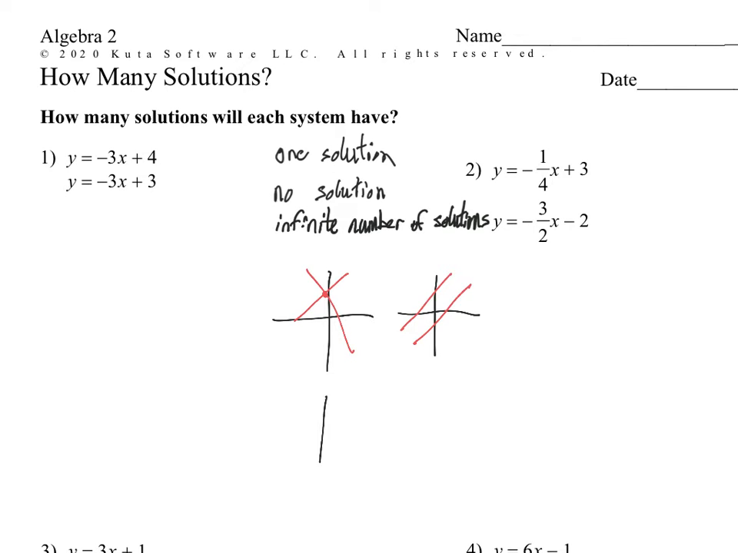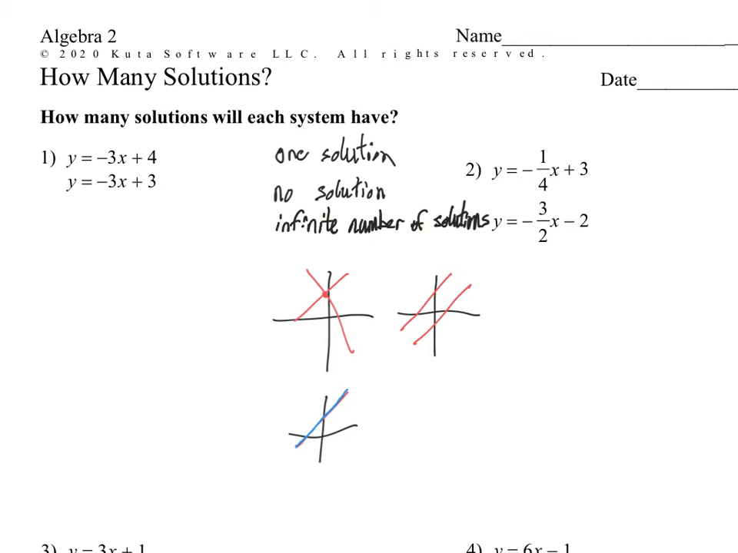And then the last thing that can happen is those lines are the exact same line. So if I draw a line and then draw another line right on top of it, they're the exact same equation, then they will have an infinite number of solutions because they're crossing, intersecting all the time. So those are the three graphical things that can happen.